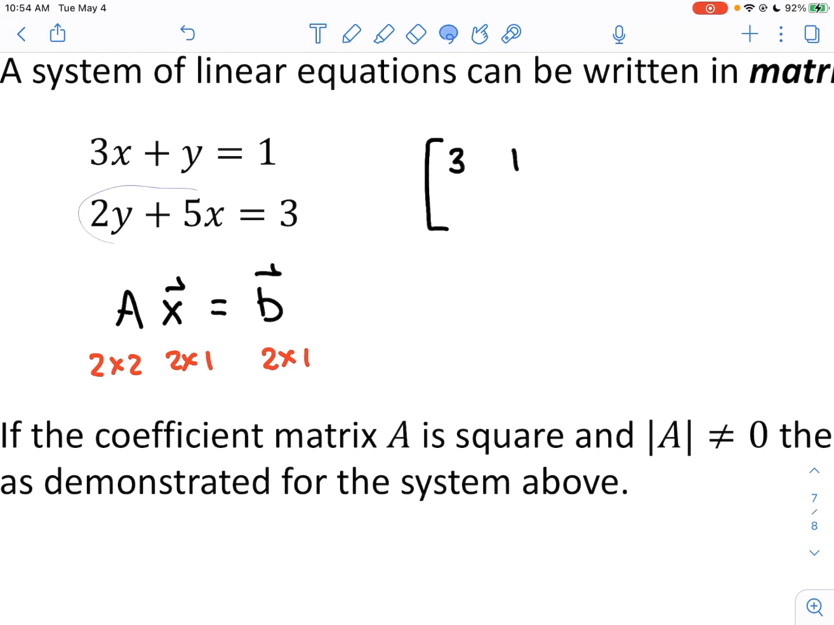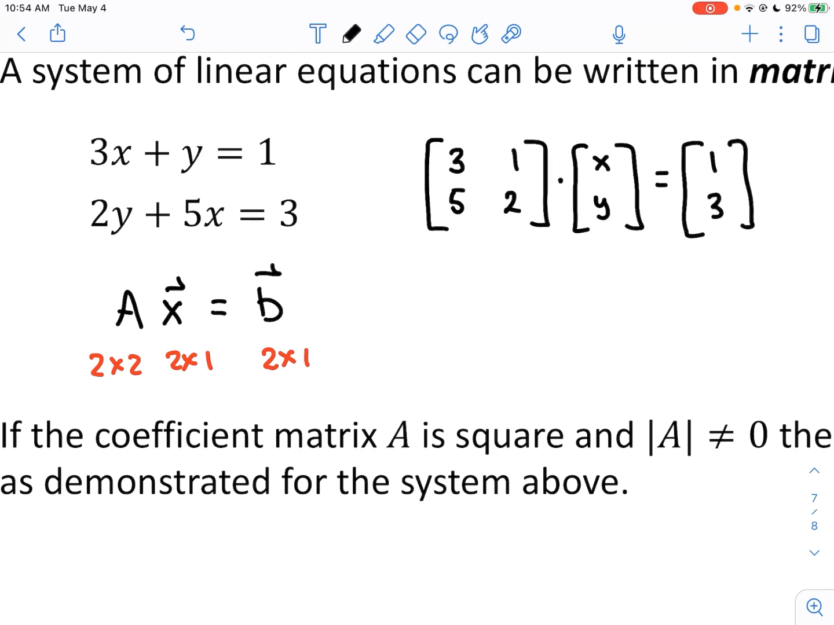Now mind you, down below we have to do some unscrambling. You want to put the coefficients of x in the first column, the coefficients of y in the second column. So you have to unscramble this. The coefficients of x are 3 and 5, and the coefficients of y are 1 and 2. Then we multiply it by a 2x1 column vector of the variables x and y. Then we set this equal to the 2x1 column vector of the constants on the other side of the equal sign.